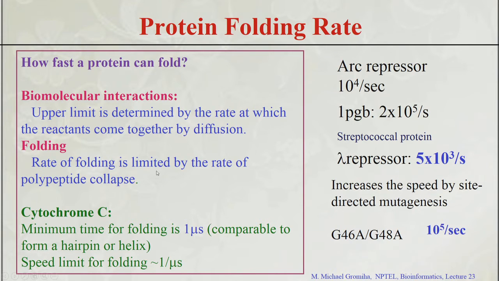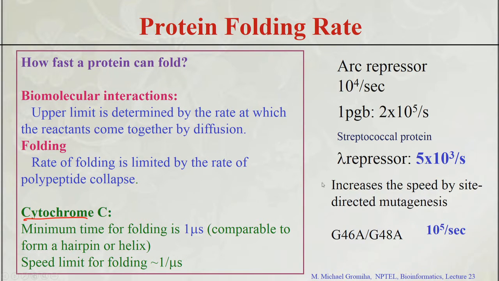Then if you talk about folding, here you can see the rate of folding is the rate at which the polypeptide collapses to form the structure. If you take one example, say cytochrome C, the minimum time for folding is about 1 microsecond. This is comparable to hairpin loop or helix formation. So, it is about 1 microsecond, and the rate for folding is about 1 per microsecond.